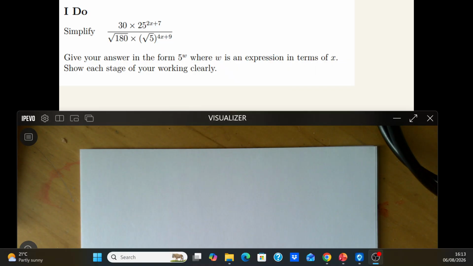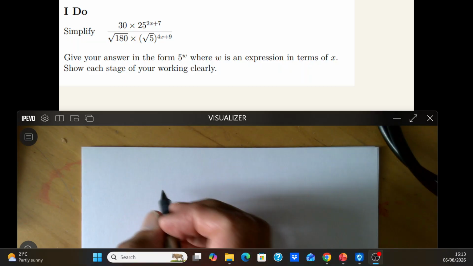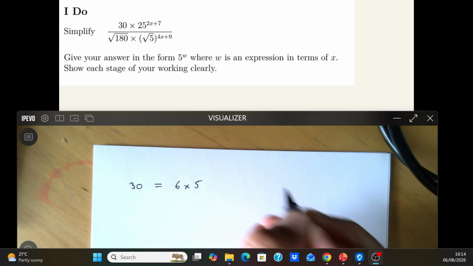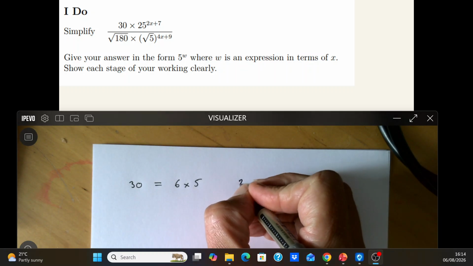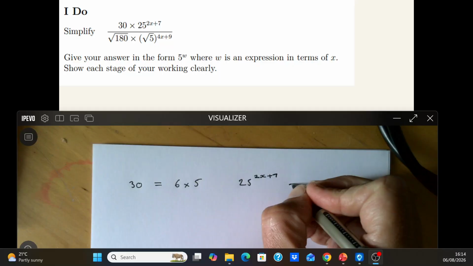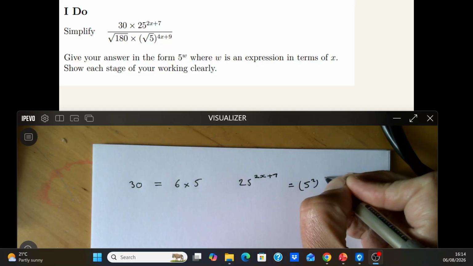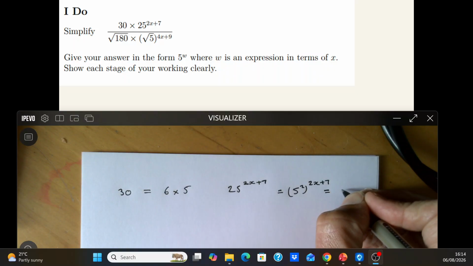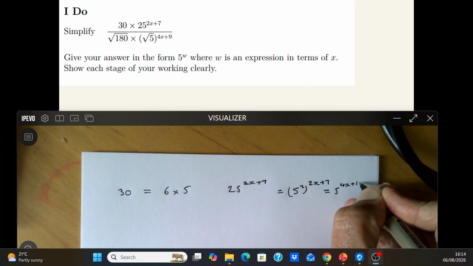Here it is. Now, it looks complicated at first because there's lots of indices, powers, and stuff floating around. But what you need to do is break it down. So how I broke it down, I said, well, let's look at the 30. I know 30 equals 6 times 5. I know 25 to the 2x plus 7 is the same as 5 squared to the 2x plus 7, which equals 5 to the 4x plus 14, because of the rules of powers.